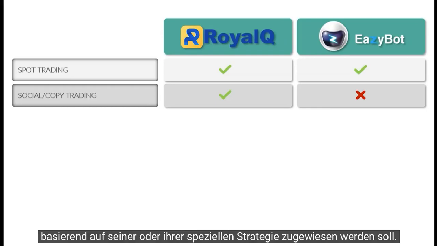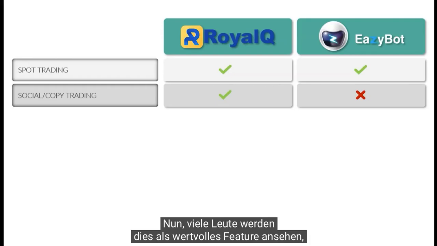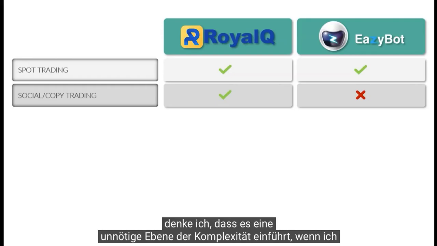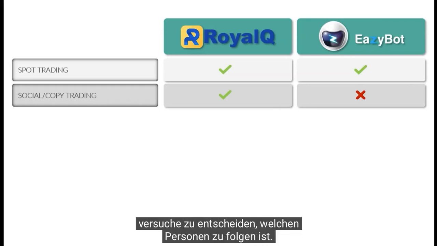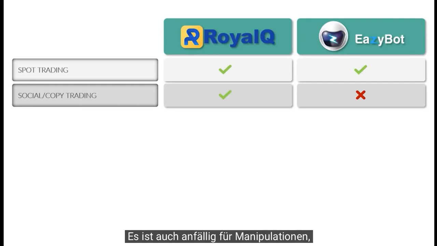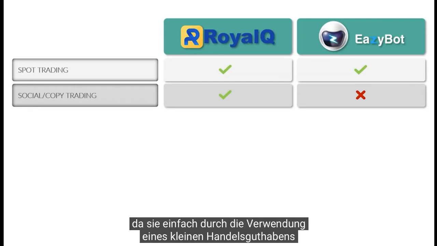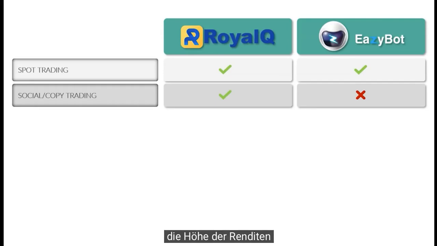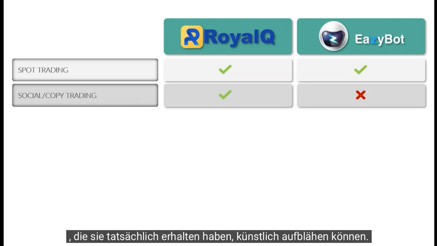You will basically mirror and copy his configurations. He'll give some guidance on how much capital, for example, to allocate to each coin based on his or her particular strategy. Now, many people will see this as a valuable feature, but for me personally, I feel it introduces an unnecessary layer of complexity trying to decide which individuals to follow. Also, it's prone to manipulation because by simply using a small trading balance, they can artificially inflate the amount of returns that they were actually getting.